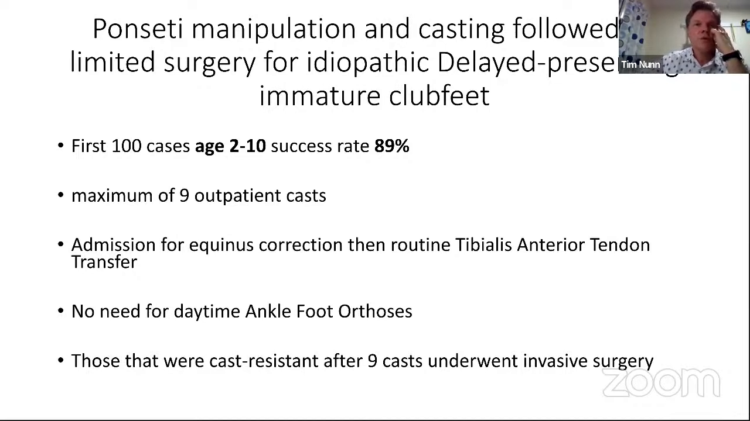They were then admitted for equinus correction. Obviously these are much older children. You couldn't do that easily in clinic, and so an equinus correction would be a percutaneous Achilles tendon lengthening, and then a tibialis anterior tendon transfer once we'd achieved our goal of 15 degrees dorsiflexion. There was no need for any daytime ankle foot orthosis, and those that were cast resistant after 9 casts underwent invasive surgery.